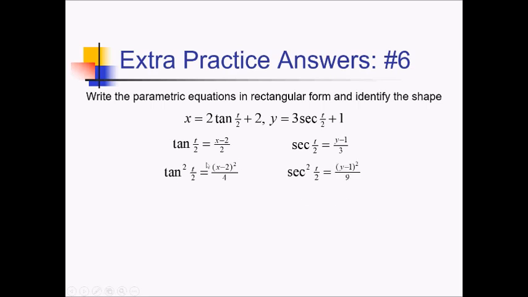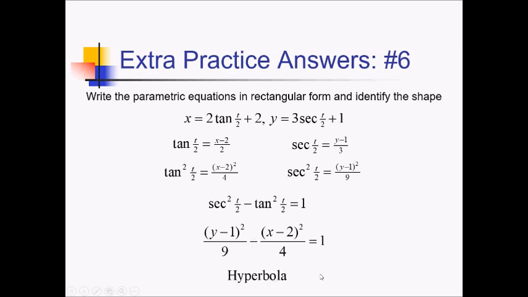Now the identity that has tan squared and secant squared in it, we've got 1 plus tan squared equals secant squared. So if I subtract tan squared from both sides, I can write secant squared and tan squared on the same side of the equation. So now let me substitute what I have here for the things down there. So we have secant squared, that's going to be (y minus 1) squared over 9 minus tan squared, so that's (x minus 2) squared over 4. Since I have two squared variables that have a minus between them, that means I must have a hyperbola.